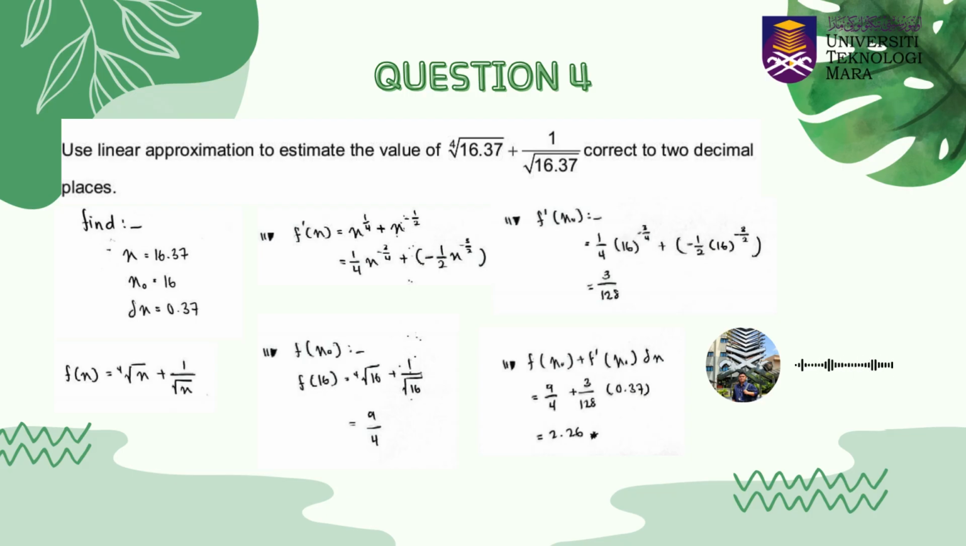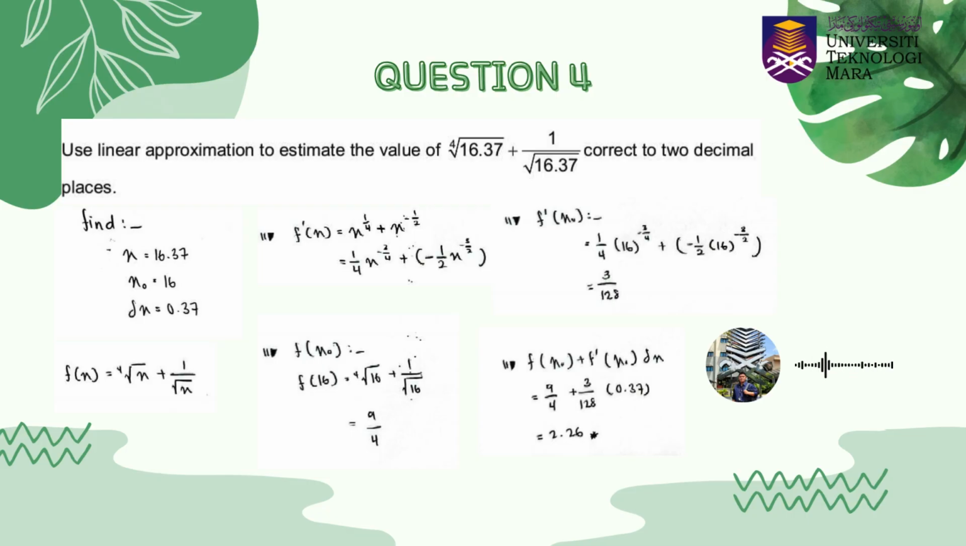The second thing we need to do is to create f(x) by substituting 16.37 from the question into x. The third thing is to find f prime of x, where we have to convert the fourth root of x and 1 over the square root of x to fractions. Then, we differentiate using the techniques of differentiation.